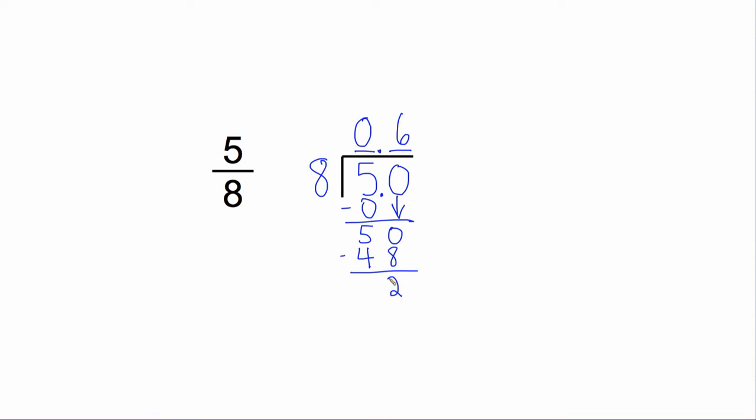So again, we have a number here. We need to continue by adding a 0, adding a parking space, and bringing it down. 8 can go into 20 2 times. 2 times 8 is 16. You subtract and you get 4. Since we still are getting a number after we subtract, we have to continue. So we're going to add a 0, add a parking space, and bring it down.